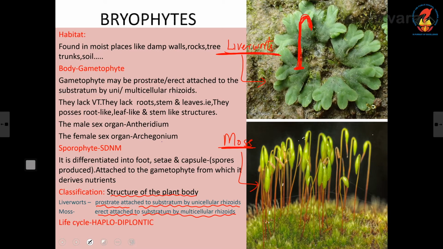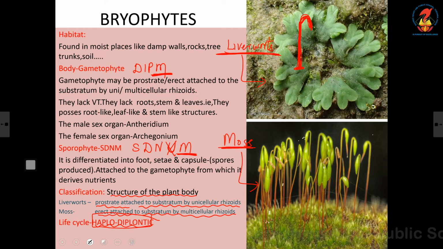And the life cycle is haplodiplontic. Now, can you say why we have to say it is haplodiplontic? As I told you, the two phases: the gametophyte is DIPM, the sporophyte is SDN. It should have been U, but instead of U it became M, just because it is multicellular like the gametophyte. The life cycle becomes haplodiplontic. So you understood why it has become haplodiplontic.